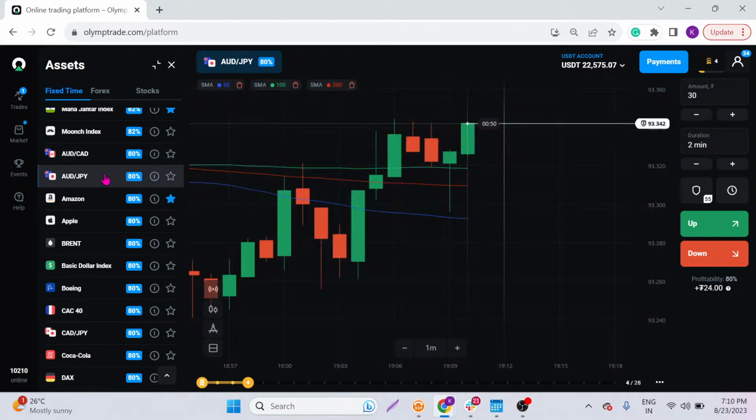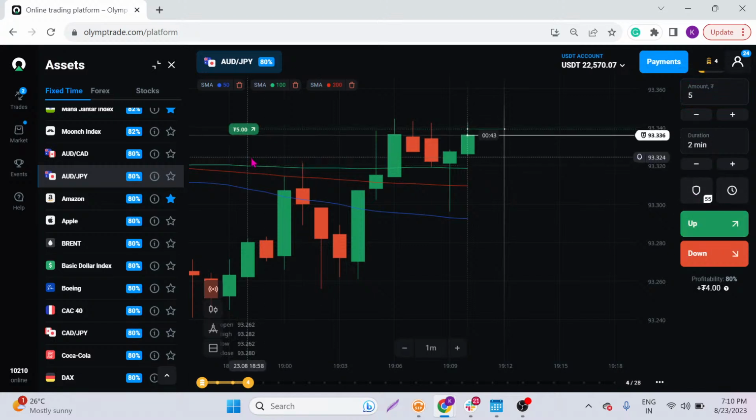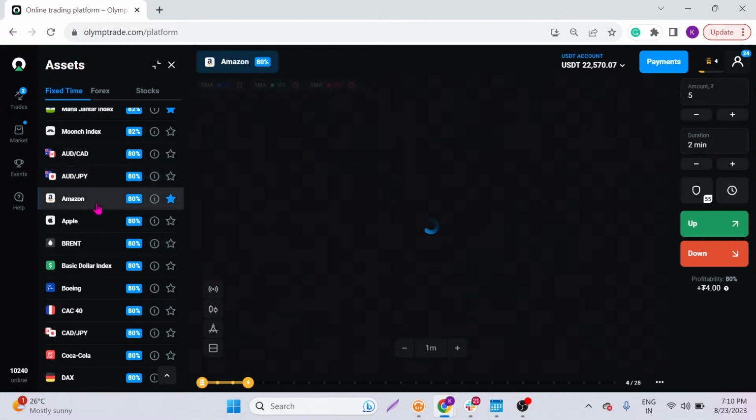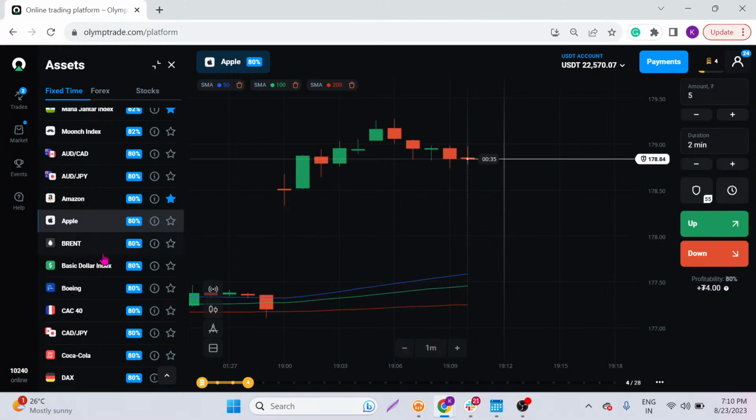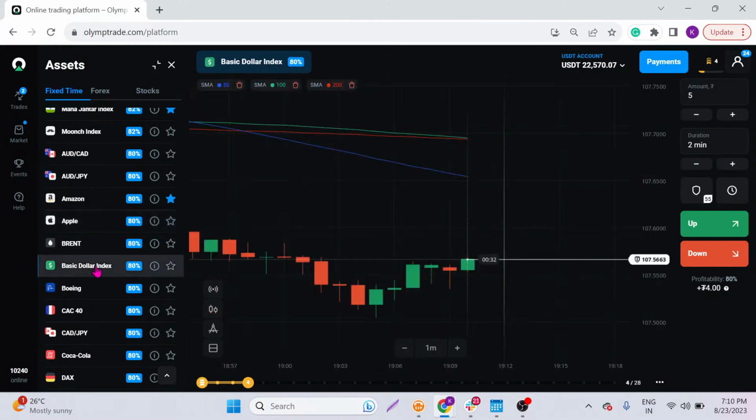No signal here. Again, yes, this is a signal, but I am going to reduce my trade amount and make a trade and see how it goes. Okay, it dropped. Amazon signal is something that we missed on. Basic dollar index, let's check.